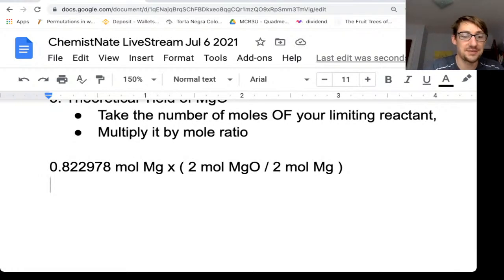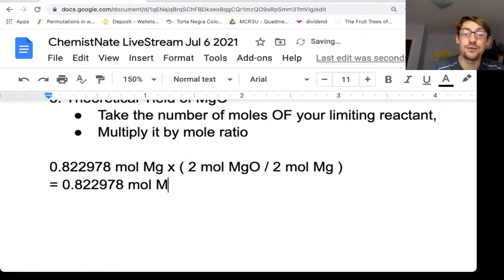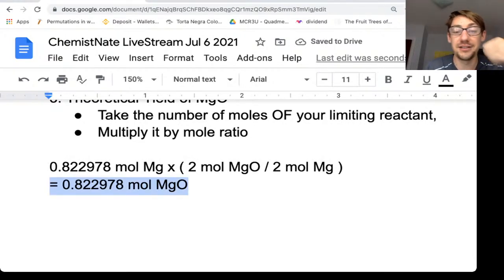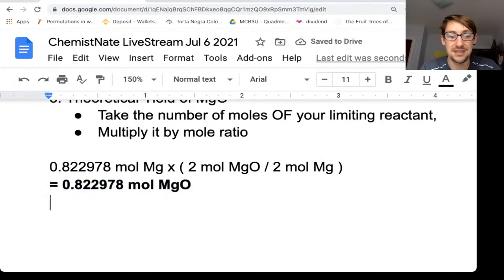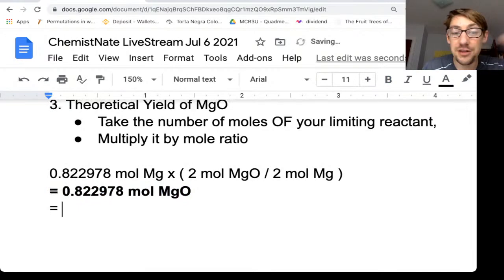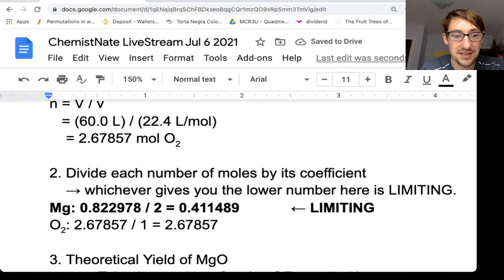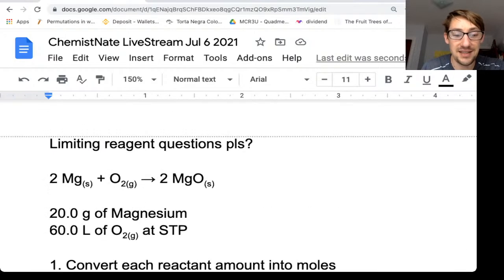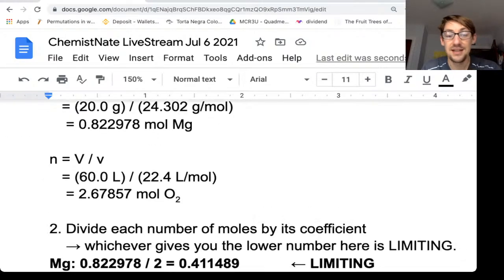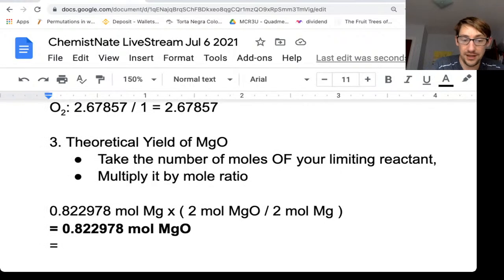Who knows? When you do that multiplication, you end up with some number. This one happens to be easy, but we've converted it to moles of MgO. This is the theoretical yield. You calculate theoretical yields from the limiting reactant amounts. Now I gave you two numbers, each with 3 significant figures. So you have to round this as well.